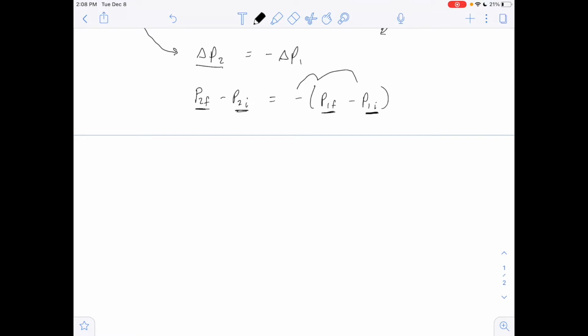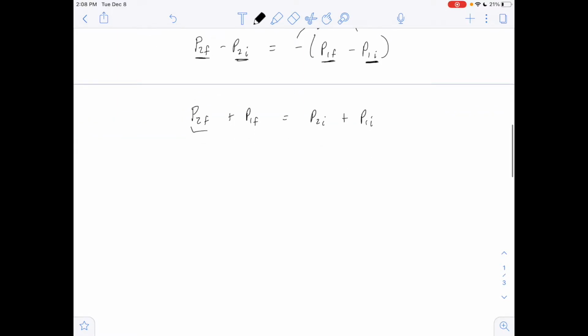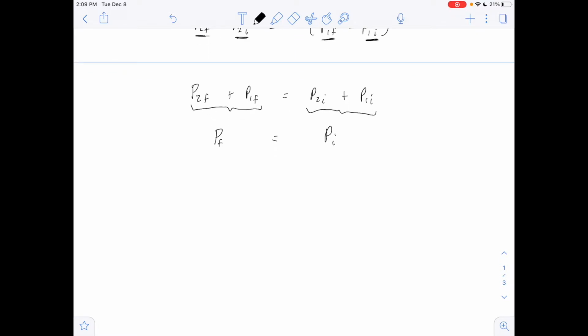And so we're going to distribute this negative. And so if we do that, we're going to have P2 final plus P1 final is equal to P2 initial plus P1 initial. And so here we have the total momentum after collision. So this is P final, and this would be the total, is equal to the total momentum before collision, P initial. So that's where the law of conservation of momentum comes from.